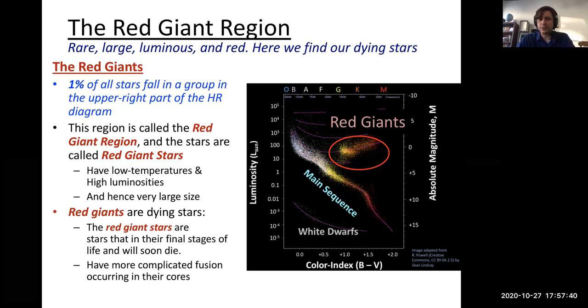And what are these stars really? These are our dying stars. These are the stars that have already spent their time on the main sequence. They fused all the hydrogen in their cores into helium, and now they're going through the death throes. They might go through some new stages of fusion, or they will go through some new stages of fusion.